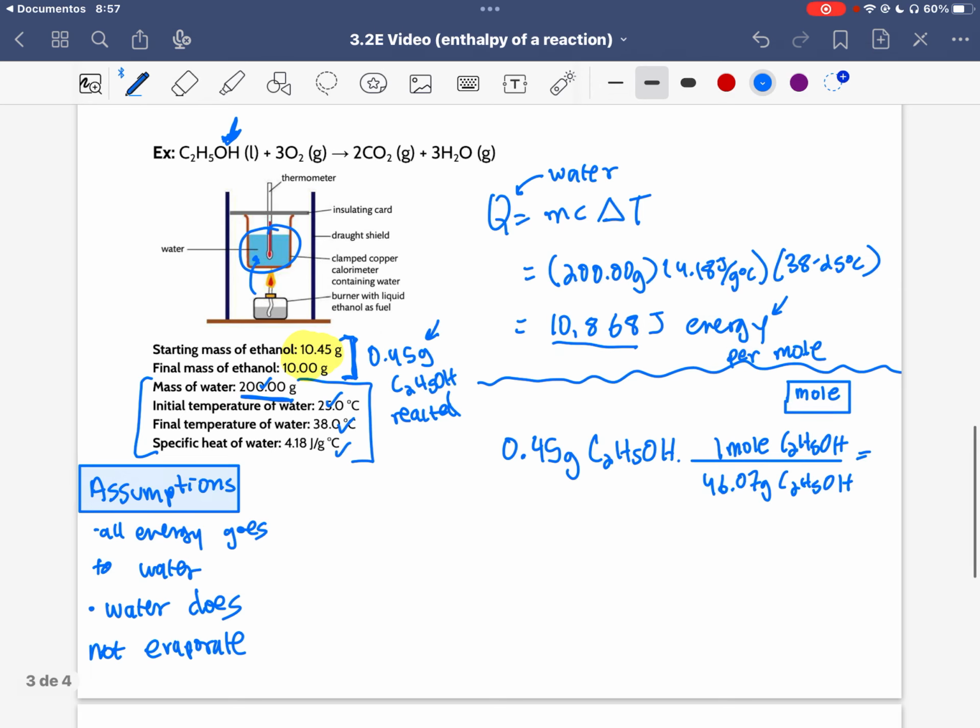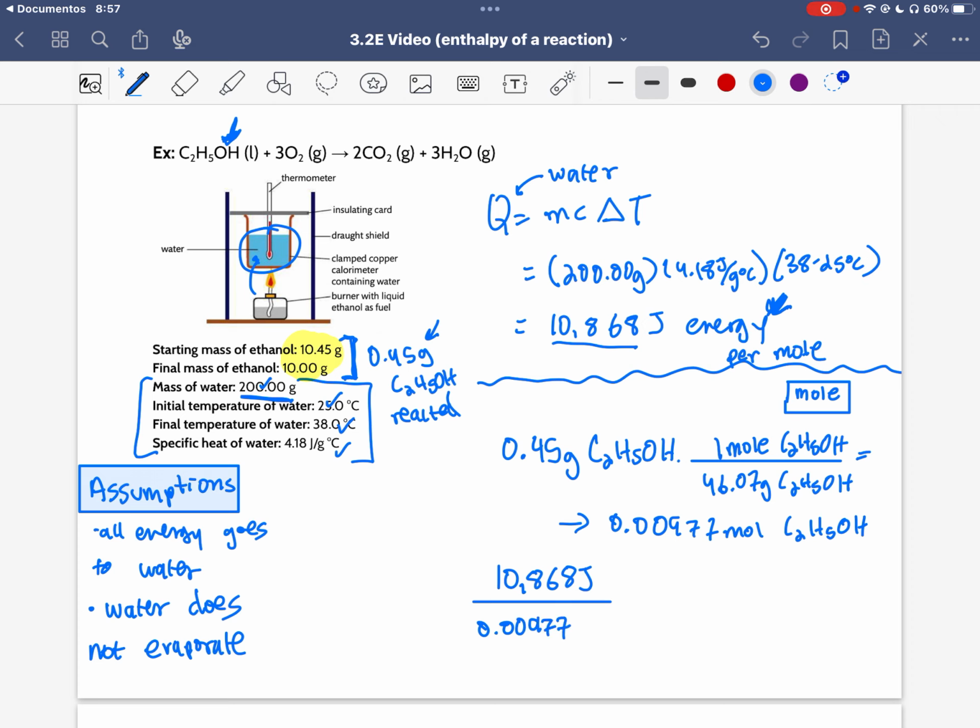And so we get 0.00977 moles of ethanol. Again, this much energy is released when this much ethanol is burned. So now I just want to put this much energy per mole. So I have 10,868 joules of energy per mole of the thing that's reacting, mole of ethanol, which is the thing reacting in this case.